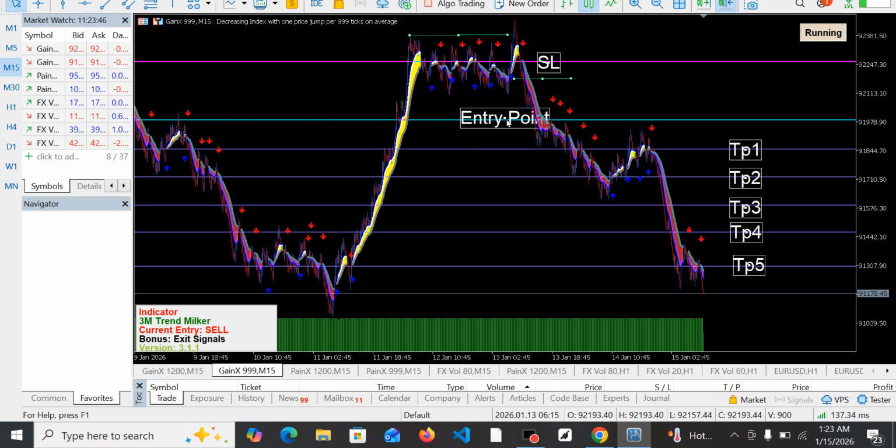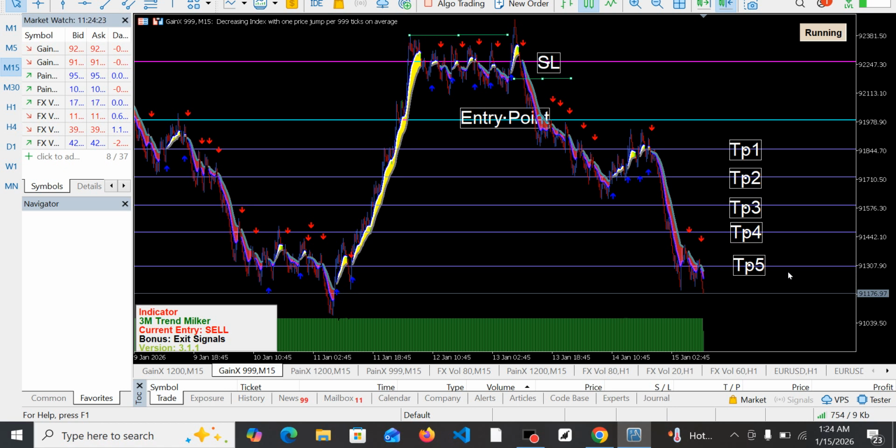And this happens to be our entry point. You can see it, the entry point for the signal I generated, which is this green line. And this is the stop loss. And right here, the first highlighted TP, the second highlighted TP, the third, the fourth, and the fifth one, as you can see. So it achieved the first one, the second, the third, the fourth, and it has just achieved the last one, which happened to be the fifth one.